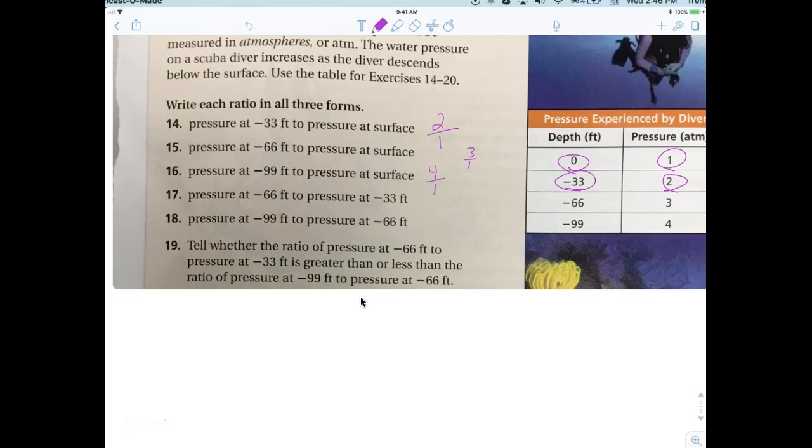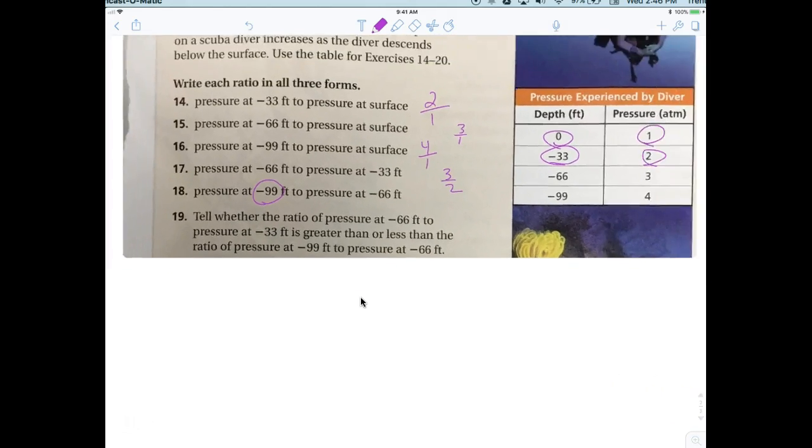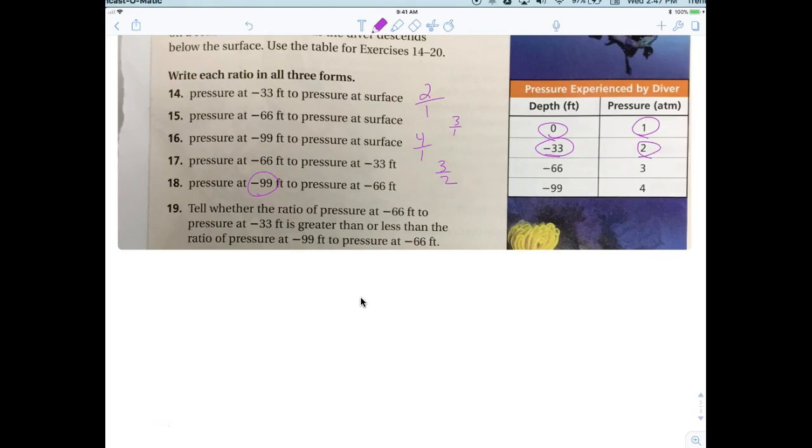Now the trickier part. At -66 to -33, that's 3 to 2. Good job. And then 99 to 66. What's the pressure at -99? Right. There you go. That's how simple it is.